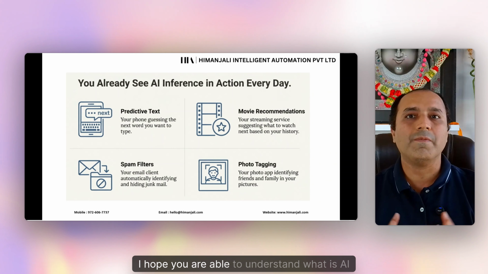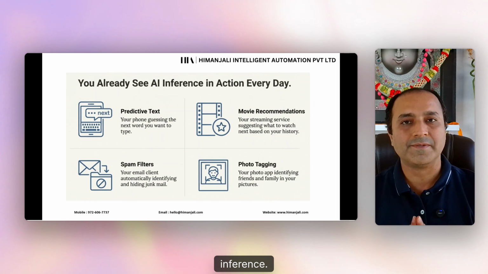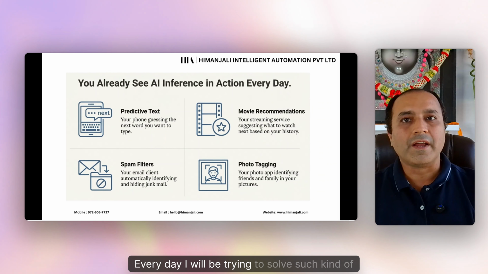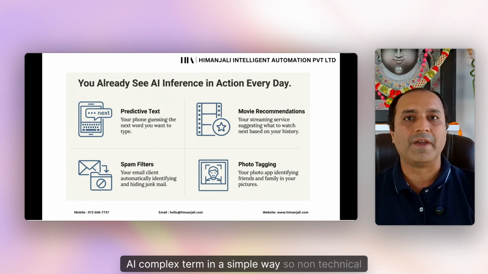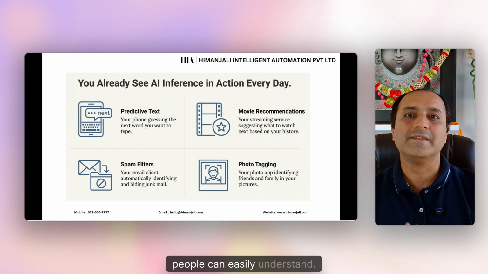I hope you are able to understand what AI inference is. Every day I will be trying to explain such AI complex terms in a simple way so non-technical people can easily understand.